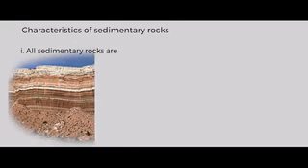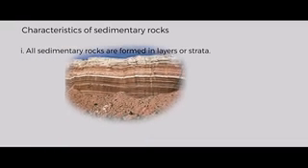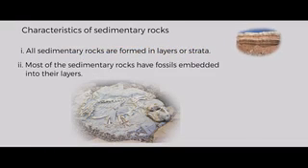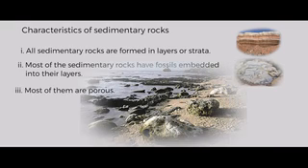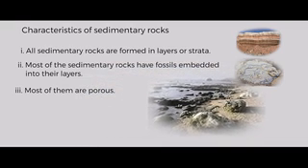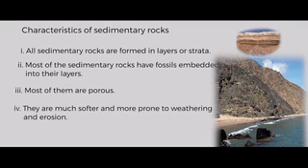Now we will move on to the characteristics of sedimentary rocks. The first and foremost is that sedimentary rocks are formed in layers or strata, which means they have layers. Sedimentary rocks can hold fossils in them because they have layers. And another simple characteristic, sedimentary rock has pores. Pores here means the holes, so that water can pass through it. Last characteristic, sedimentary rocks can be easily weathered, which means they can be broken into smaller pieces easily.